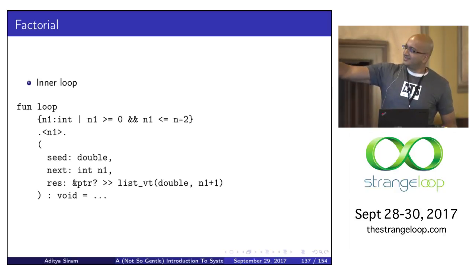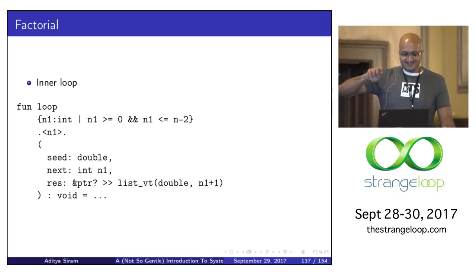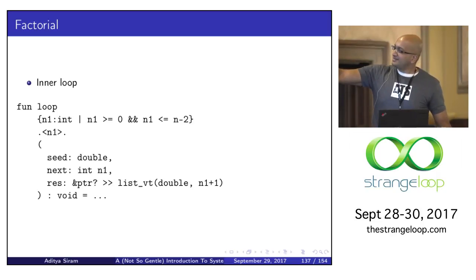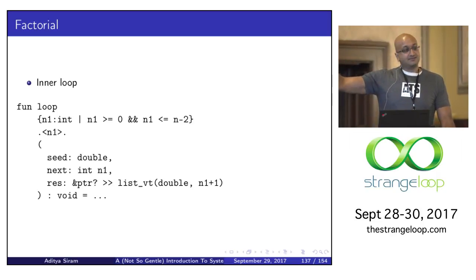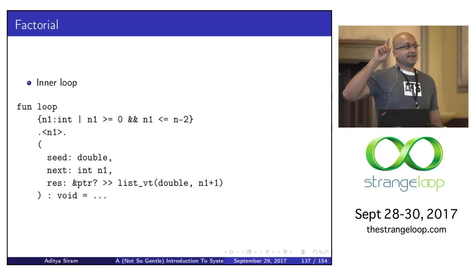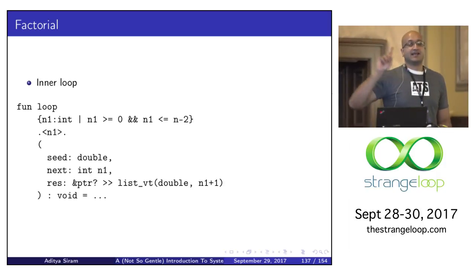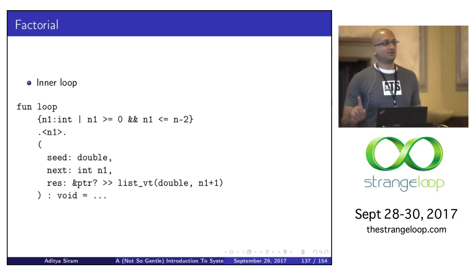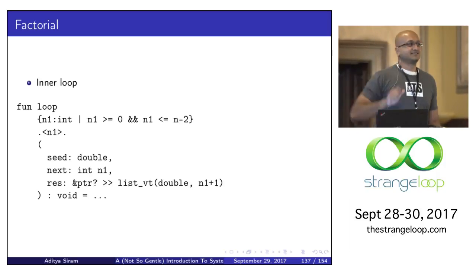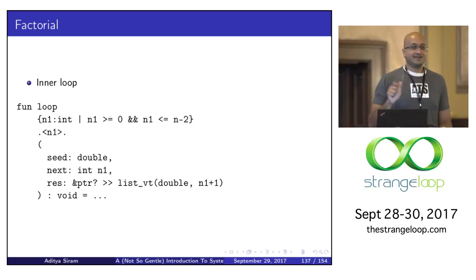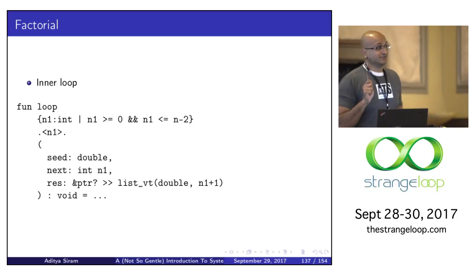It doesn't. Into a proof that it is a list of view types of type double that is of length n1 plus 1. Why n1 plus 1? Because n1 goes to n minus 2, and we want n minus 1, because there's always one less thing inside of that list than you pass in. And yes, this is super confusing.